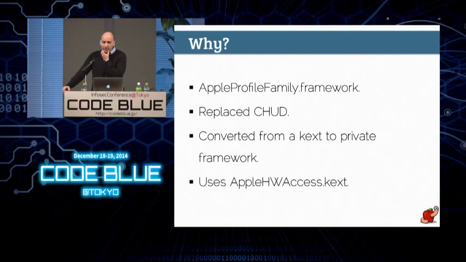What is the reason why this kernel extension exists? I'm just speculating on this. There was a feature on old macOS called SHUD. SHUD is used for profiling, so you could use many Apple tools to profile your computer, for example, for performance and so on. They replaced that with the Apple Profile Family Framework. And there's an interesting bit. It was initially a kernel extension, and now they moved that to a framework. So they moved from ring 0 to ring 3.